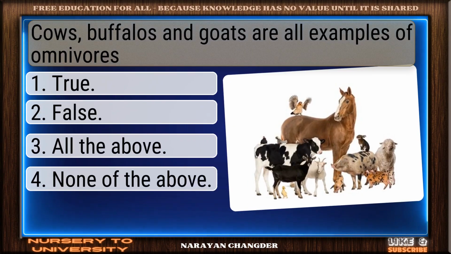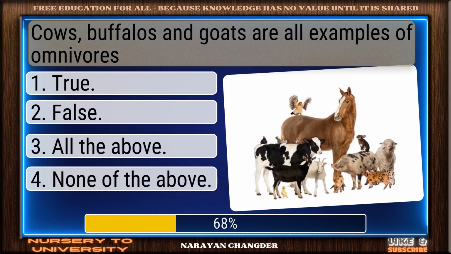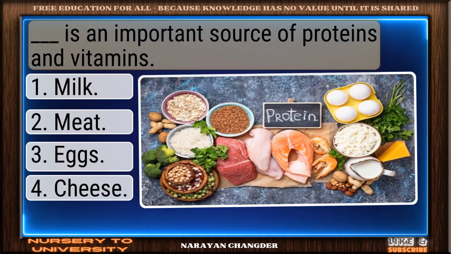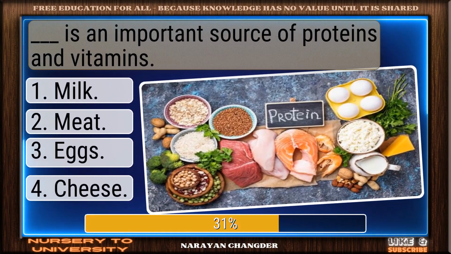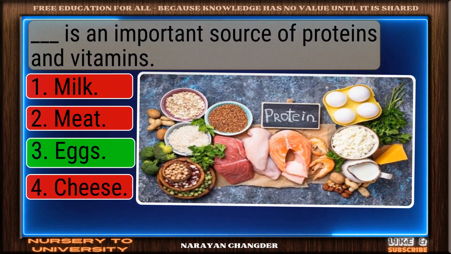Cows, buffaloes, and goats are all examples of omnivores. Nicely done. False is a solid answer. Dash is an important source of proteins and vitamins. Valid point. Eggs is true.